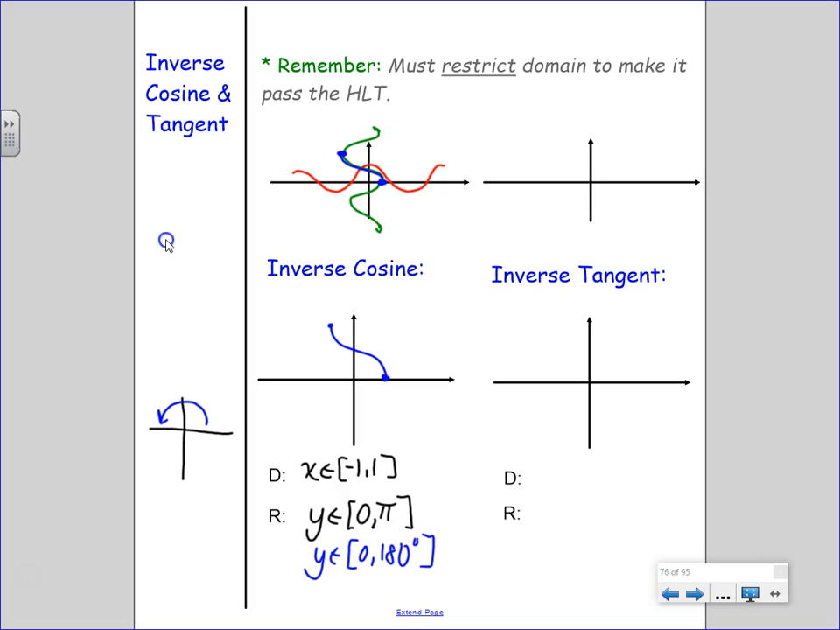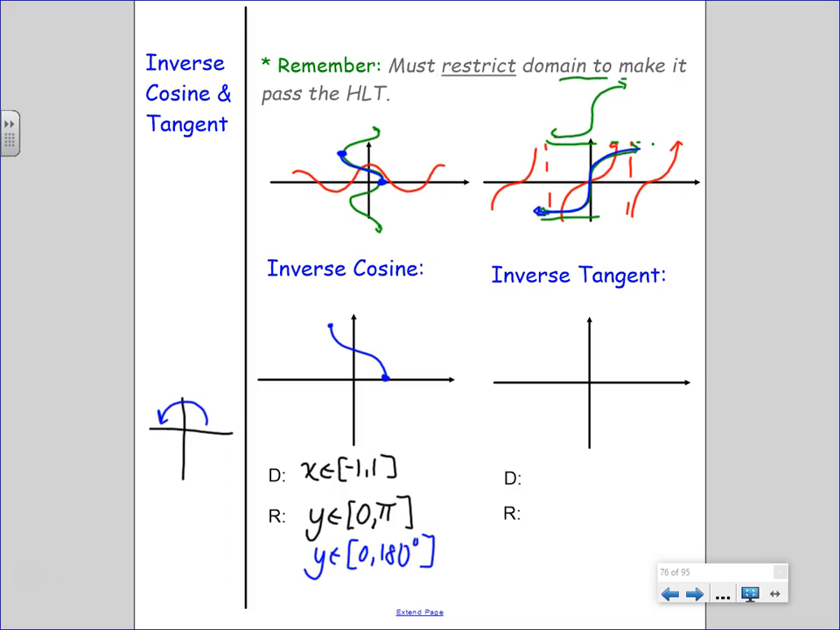Tangent, remember he repeats too. If I was to flip him, well, this gets really yucky, but see if you guys can follow the idea. He has to flip across y equals x, right? Like any inverse. But if I kept graphing them, I wouldn't see a function either. But what if I restrict them?